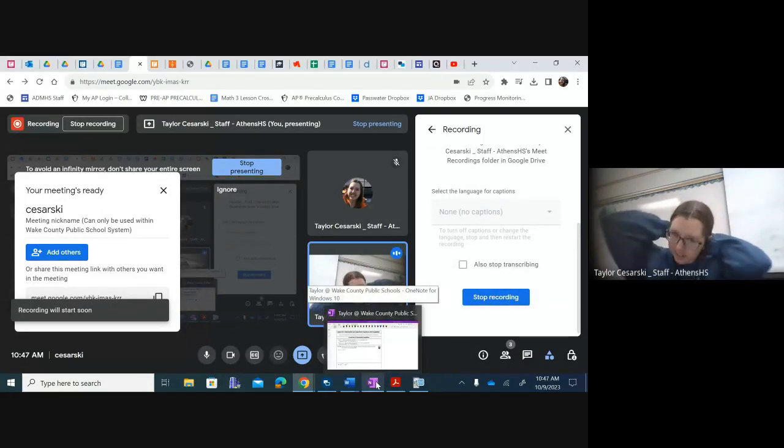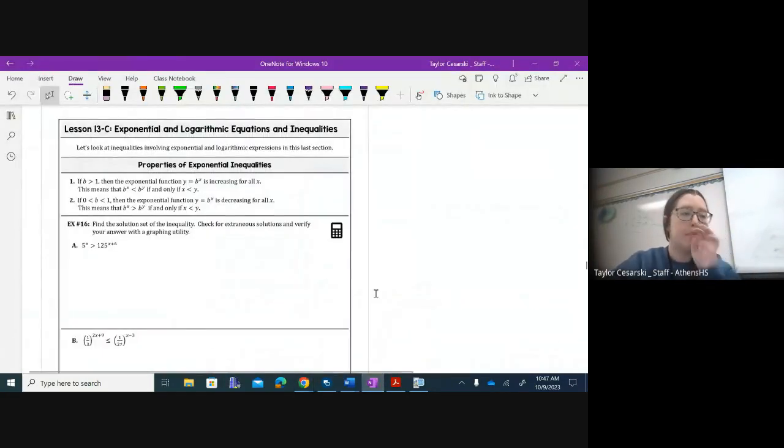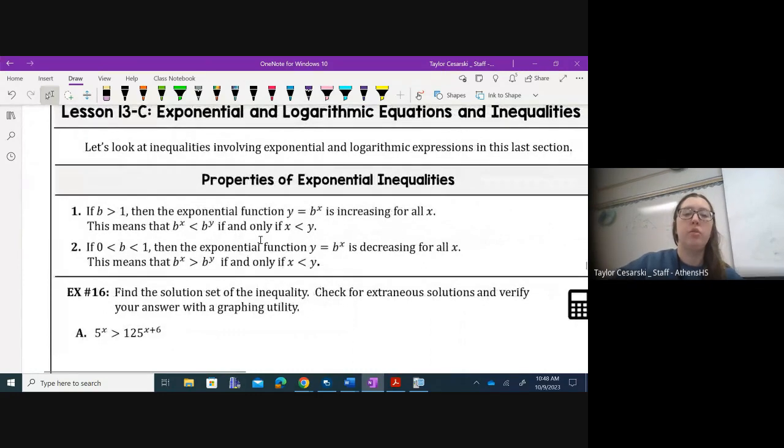Right, hi guys. Today we're going to look at 213 part 2, which is the same thing as what we've been doing, but we did equations last, so now we're going to look at inequalities. So these two properties are the important part. There's going to be two more that we'll look at in just a second, but it's the same idea.